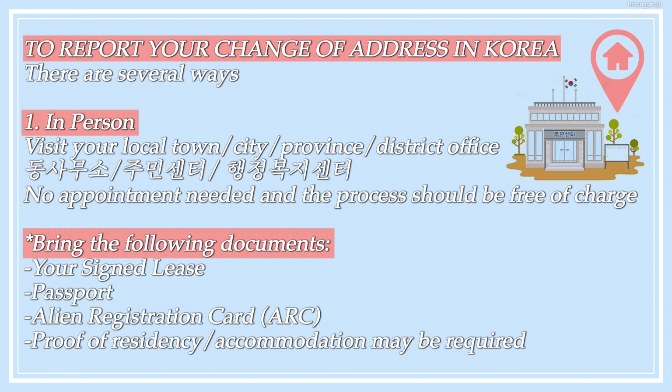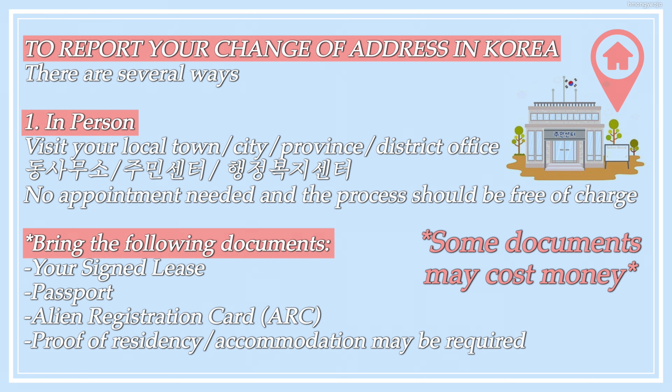To report your change of address in Korea, there are several ways you can do it. I'll tell you the two easiest options. The first option is in person by visiting your local town office. These are called 정사무소, 주민 center, 행정복지 center. You don't need an appointment, you can just go there, but make sure you bring your signed lease, passport, and alien registration card. Usually these documents should be free of charge. Just ask one of the workers there to help you, and it should be quick and easy.